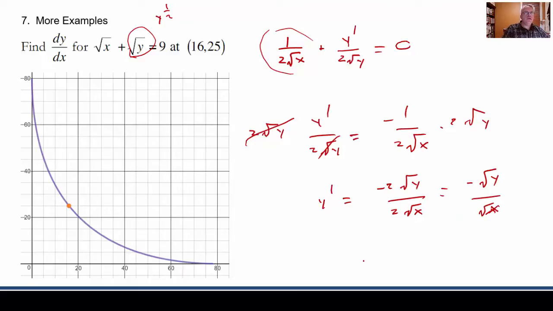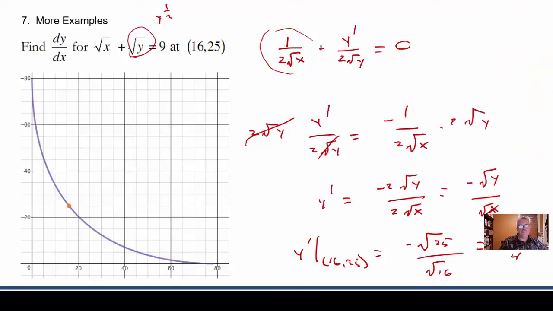Okay, so now if we plug in the point, 16 for x, 25 for y, we get y prime evaluated at (16, 25) is minus the square root of 25 over square root of 16. Well, that's just minus 5 over 4. Done. Wow. All right. And that's the derivative at the orange point right there.